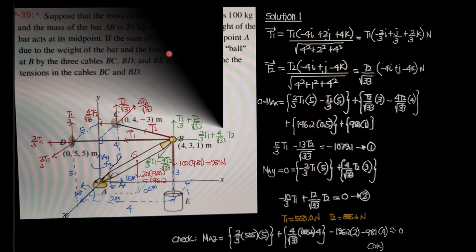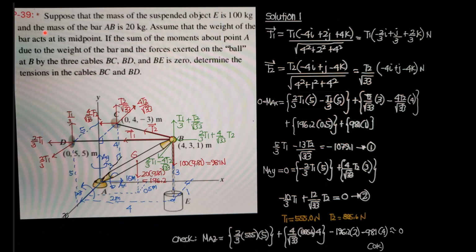Here is another solution to sample problem 39 in statics. This is a star problem from Bedford, my source. Suppose that the mass of the suspended object E is 100 kilograms and the mass of the bar AB, this one, is 20 kilograms. Assume that the weight of the bar acts at its midpoint.